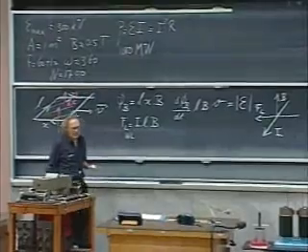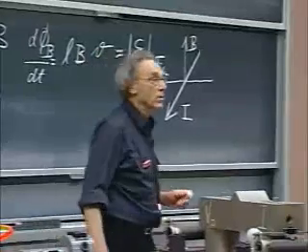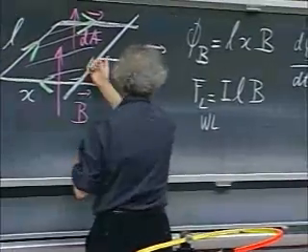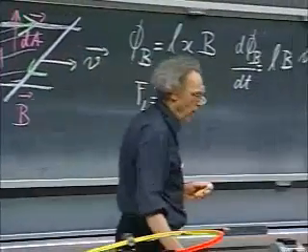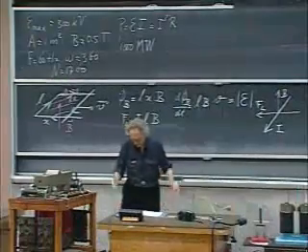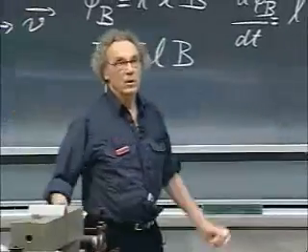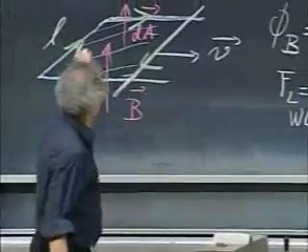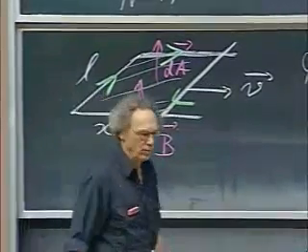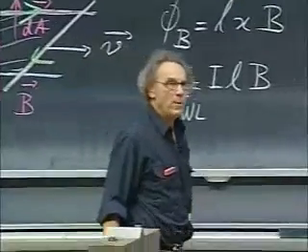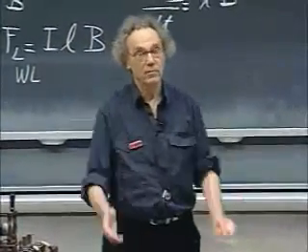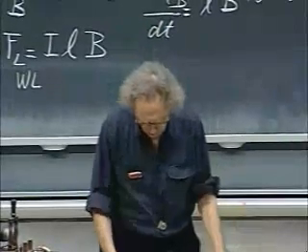And so it's clear that I have to do work. I have a force in this direction, and I move it in this direction. And so I do positive work. What happens with that work? Well, that comes out in the form of heat in the resistance of this conductor. I'm creating an EMF. A current is going to flow. And the power is the EMF times the current, I squared R. That comes out in the form of heat.